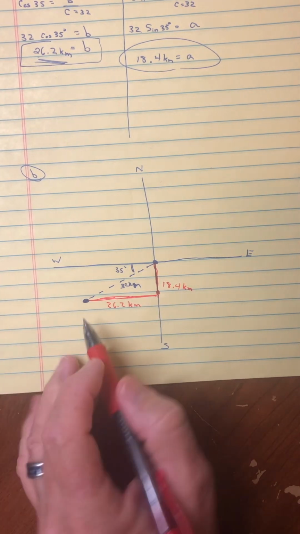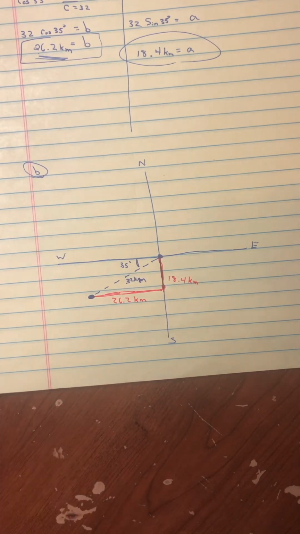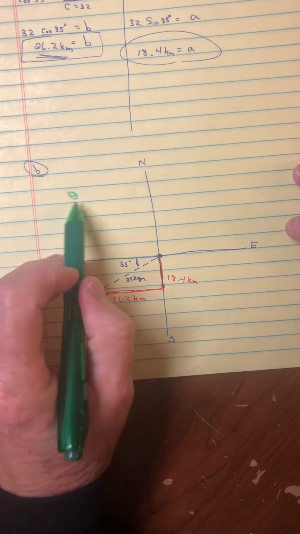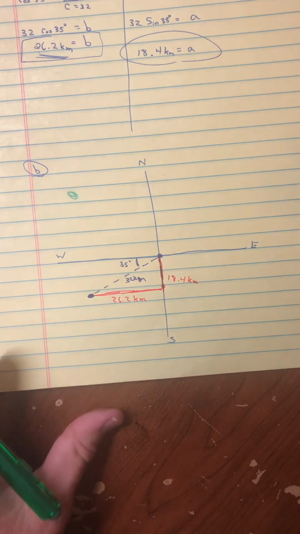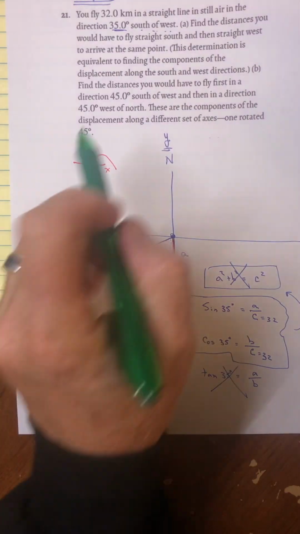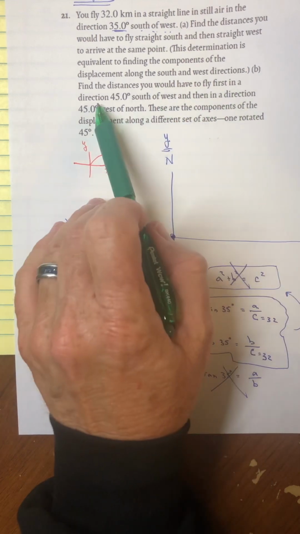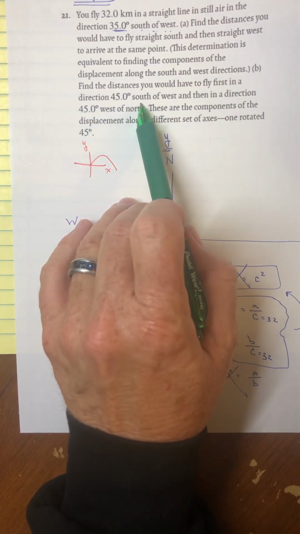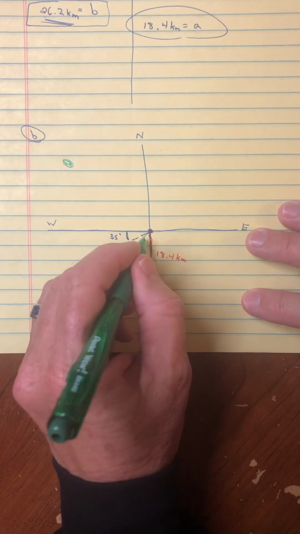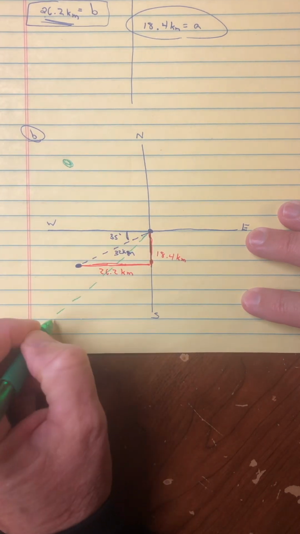But this problem is trying to say there's other ways you could get there. And let's see, I used blue and red. How about I switch over now to green? Let's see if my green's working. Yeah. I don't know how well the green's going to stand out on the yellow. It looks pretty decent here on the camera, so I think you can see it. But it says, find the distances you would have to fly first in a direction 45 degrees south of west. So in other words, you first go this way. And let me just maybe put a dotted line.